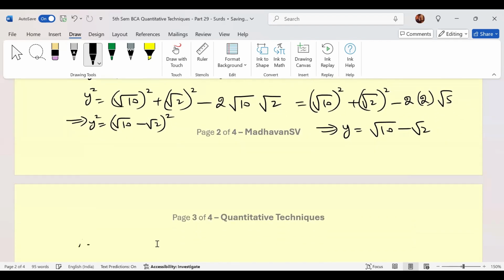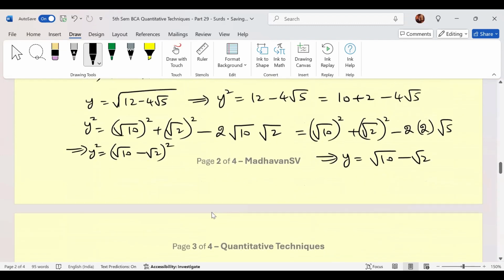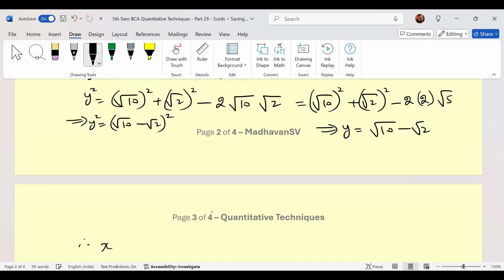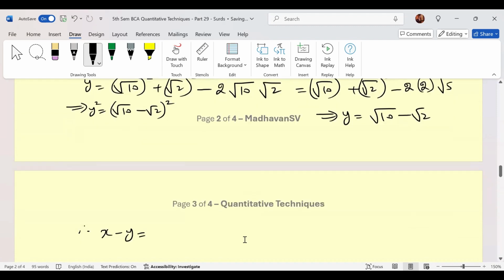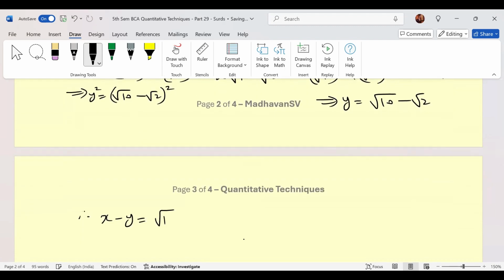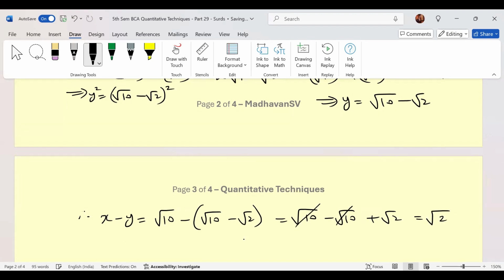So therefore, what is our desired expression? It is x minus y we have to find. So therefore, x minus y is, x we already found, it is root 10 minus of y, root 10 minus root 2, which is root 10 minus root 10 plus root 2. So ultimately this and this gets cancelled. You get the result as root 2. That will be the solution.